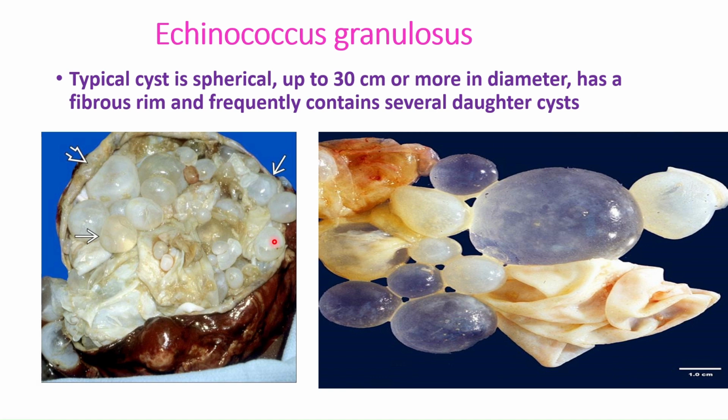So, macroscopically, the cyst is spherical, up to 30 centimeters or more in diameter, and has a fibrous ring. So, this is the fibrous tissue already cut open, and it frequently contains several daughter cysts. So, these are the small clear fluid containing daughter cysts.